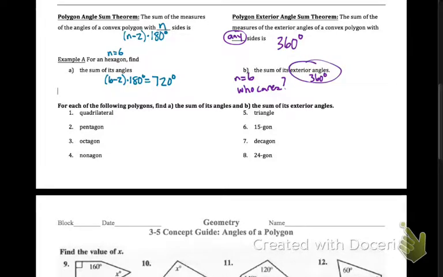So see if you can figure out these 8 down here. If you have a quadrilateral, I'll do this first one with you. The sum of its angles, take 2 away from 4, times 180 is 360. The sum of the exterior angles is always 360. See if you can calculate the remaining 7. A little bit of calculator work. This takes no time. Pause.